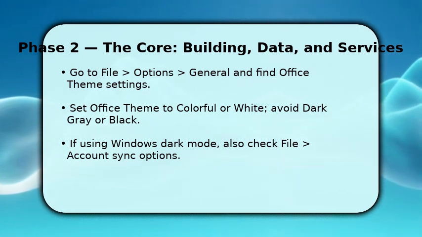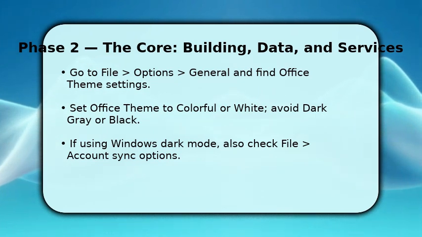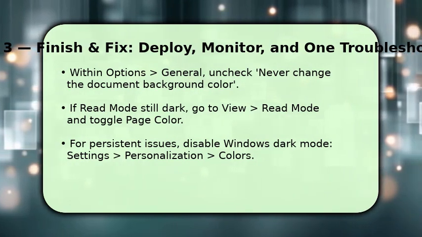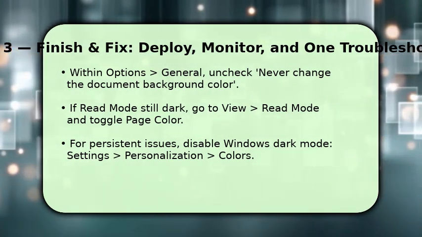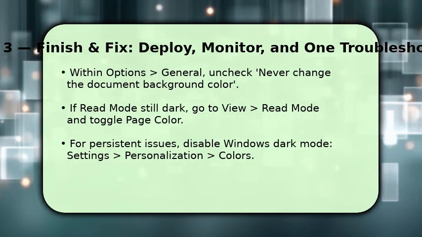Finish by ensuring the document canvas itself is light. Go to Options, General, and uncheck Never change the document background color so the page uses the selected theme. If read mode still shows dark backgrounds, open View, switch off read mode and change page color back to white.